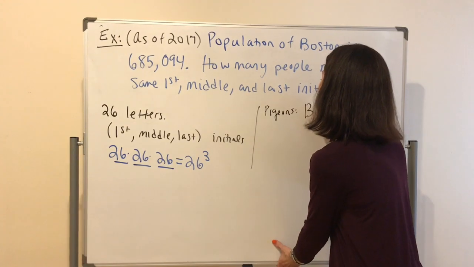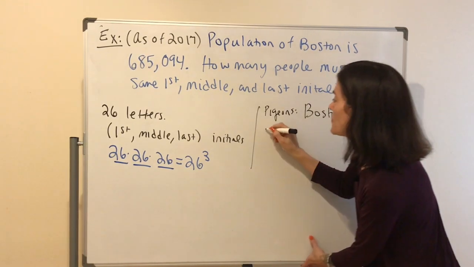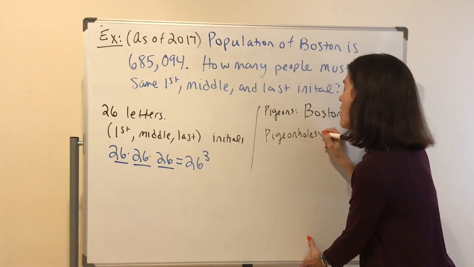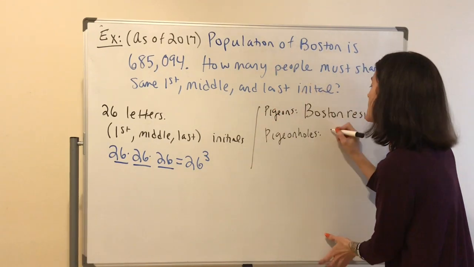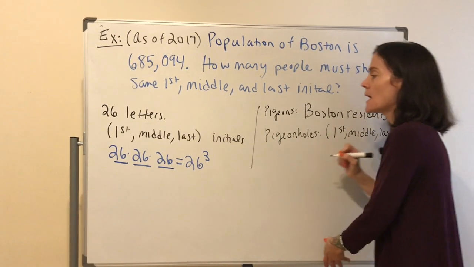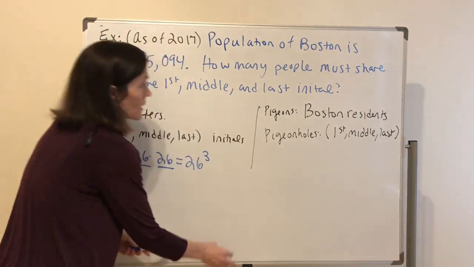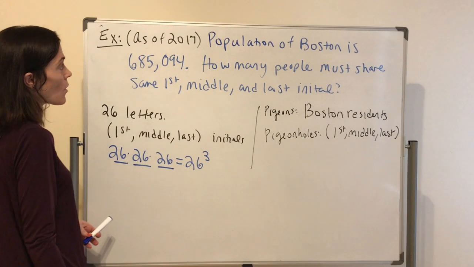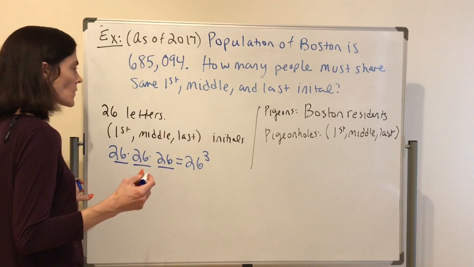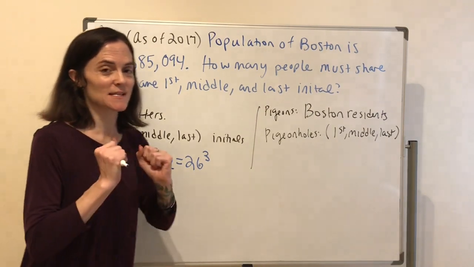Okay, so if we think about this generalized pigeonhole principle, my pigeons are Boston residents, and we know how many of them there are right there, 685,094. And my pigeonholes are this list of length 3, first, middle, last initials. And now we just calculate, right? Clearly the number of pigeons is bigger than the number of pigeonholes. Well, maybe it's not clear because this is something cubed, but it is. But we don't want to just say that at least 2 residents have the same first, middle, last initials. We can use this more generalized version.